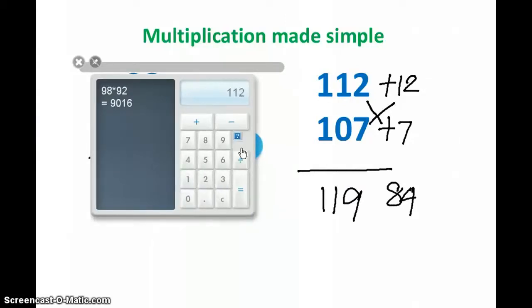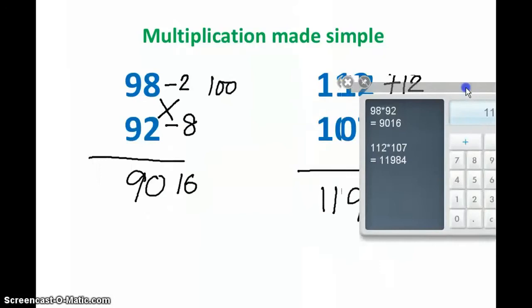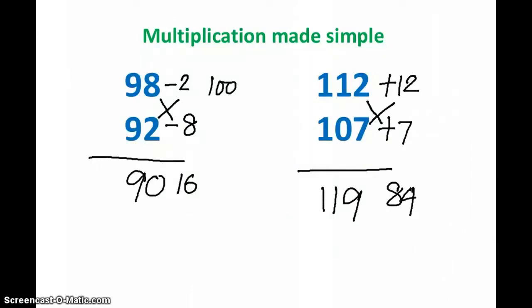112 into 107, that gives me 11984. That's exactly what we found out. So these are the small and simple steps that you need to follow to multiply any number nearing to 100, 1000, 10,000, whatever it is. So I'll repeat the steps again.